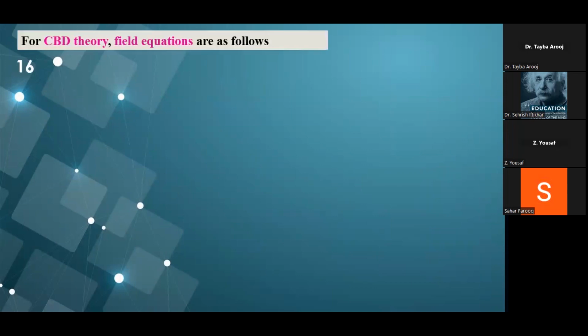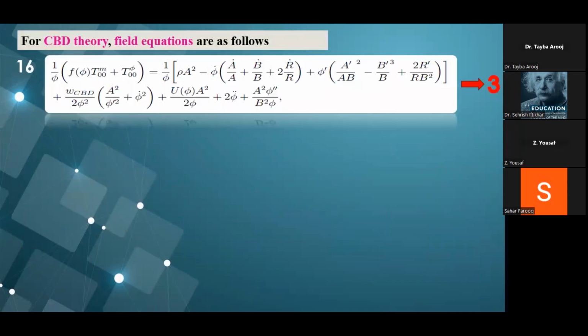Okay. Next, for CBD theory, the field equations are found to be here, the 0, 0 component. I told you that if we have field equations, it means we have partial differential equations, and not a single one. It is a set of differential equations. Many, maybe 16 for 4 by 4, 25 for 5 by 5 matrices, 36 for 6 by 6, etc.